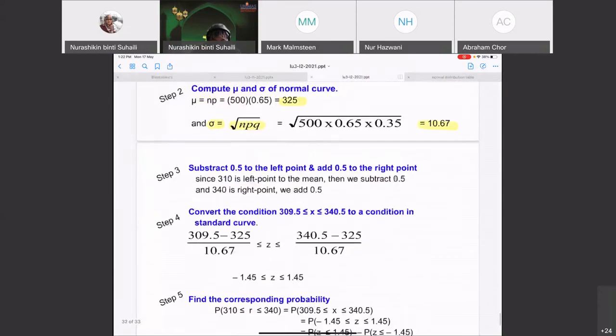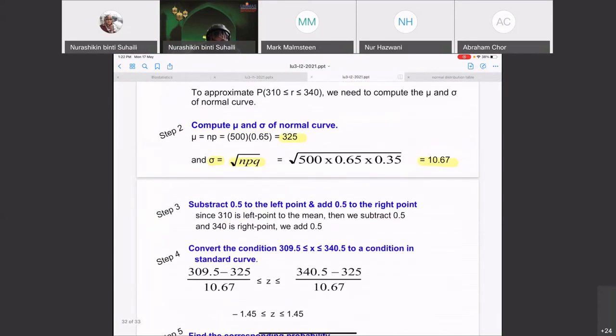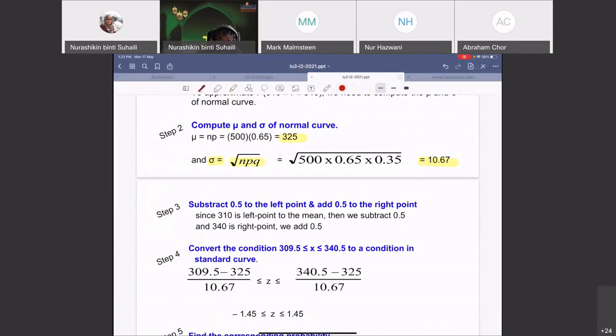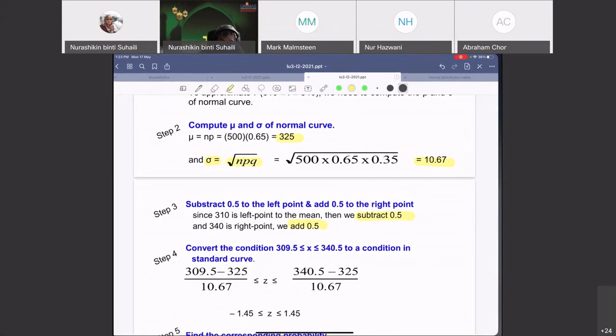Right. So next is to convert the values to z value. Remember that we have to do the continuity correction, whereby we have to subtract 0.5 from the lowest value and add 0.5 to the right value. Okay, so this is what is meant by that.